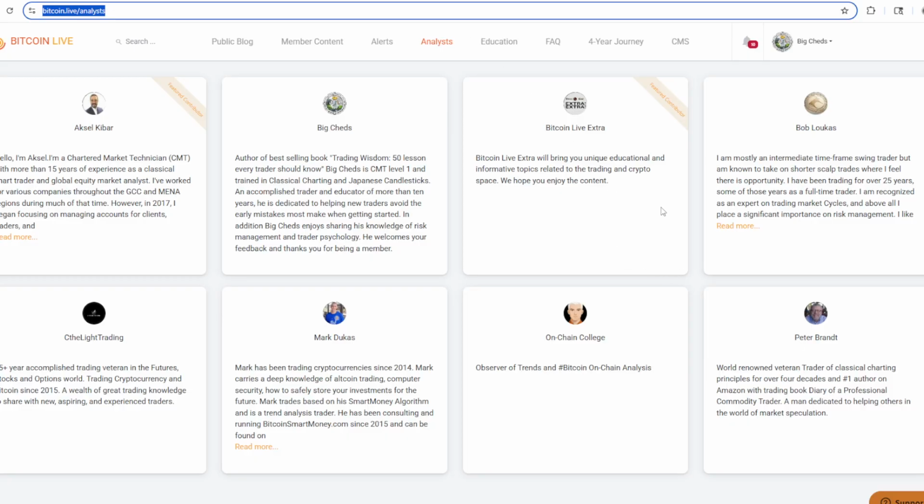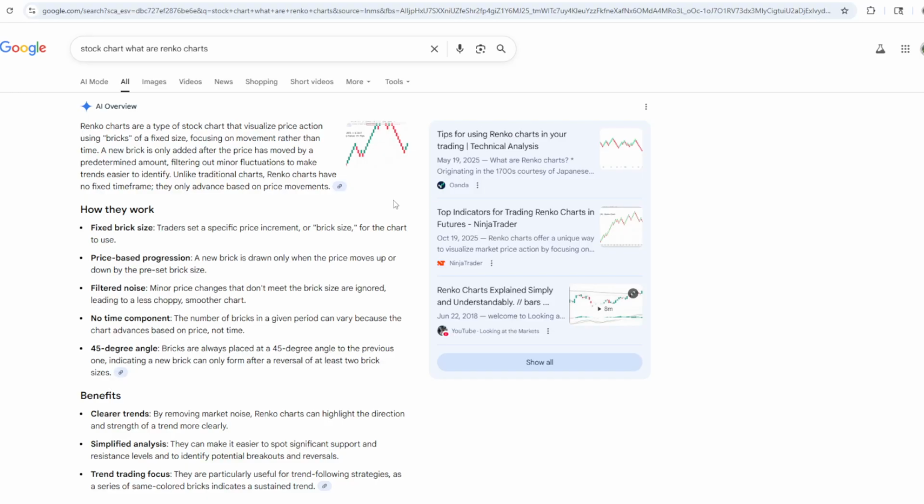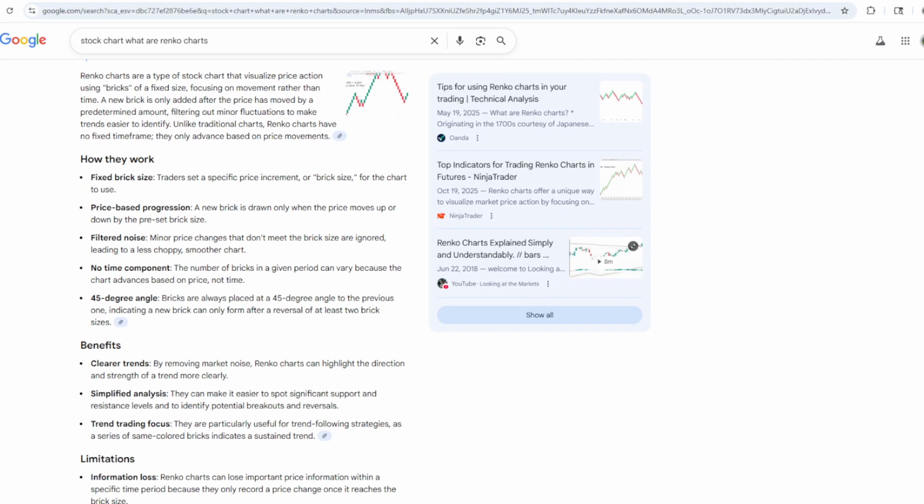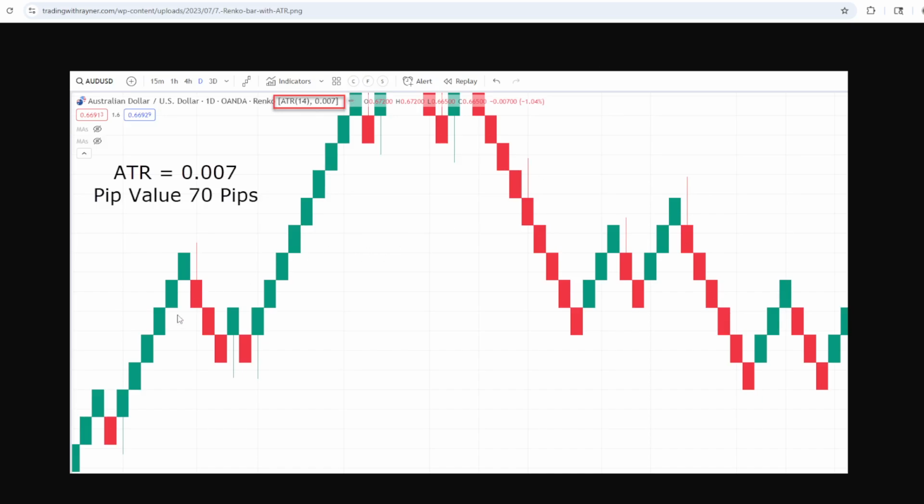For today's lesson, we're going to talk about something called Renko candlesticks. You've probably seen it and wondered what it is. Now, I've already done videos on other types of candlestick bar charts. I've done it on the Heikin-Ashi, and this is on Renko. And here's just an AI overview. Go ahead and pause and read this on your own. Here's an image of what it might look like.